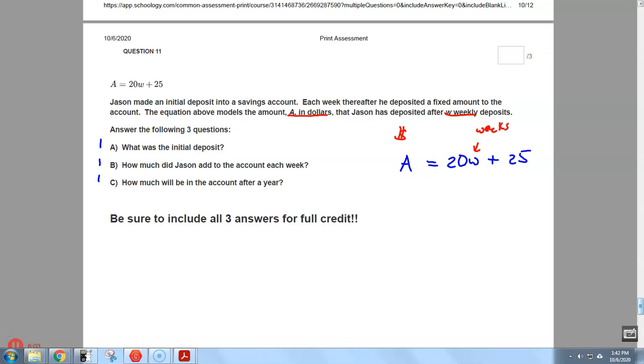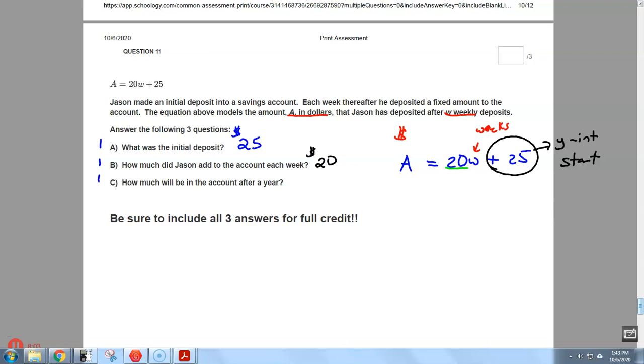Just looking at the equation, my y-intercept is the number all by itself with no letter. So I know right here is my y-intercept, which should represent my starting amount, and it is. What was the initial deposit? The initial deposit was $25. And how much do they add each week? Well, that's how much it's changing. That's the rate of change, which is the slope. So the correct answer here is 20.